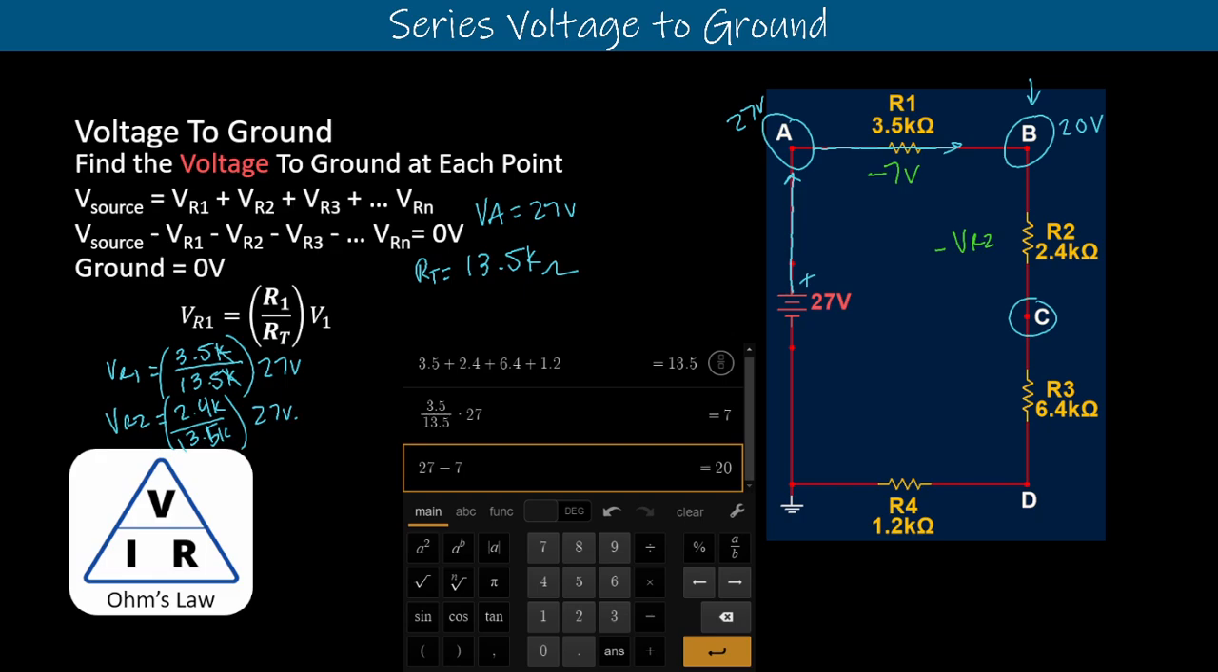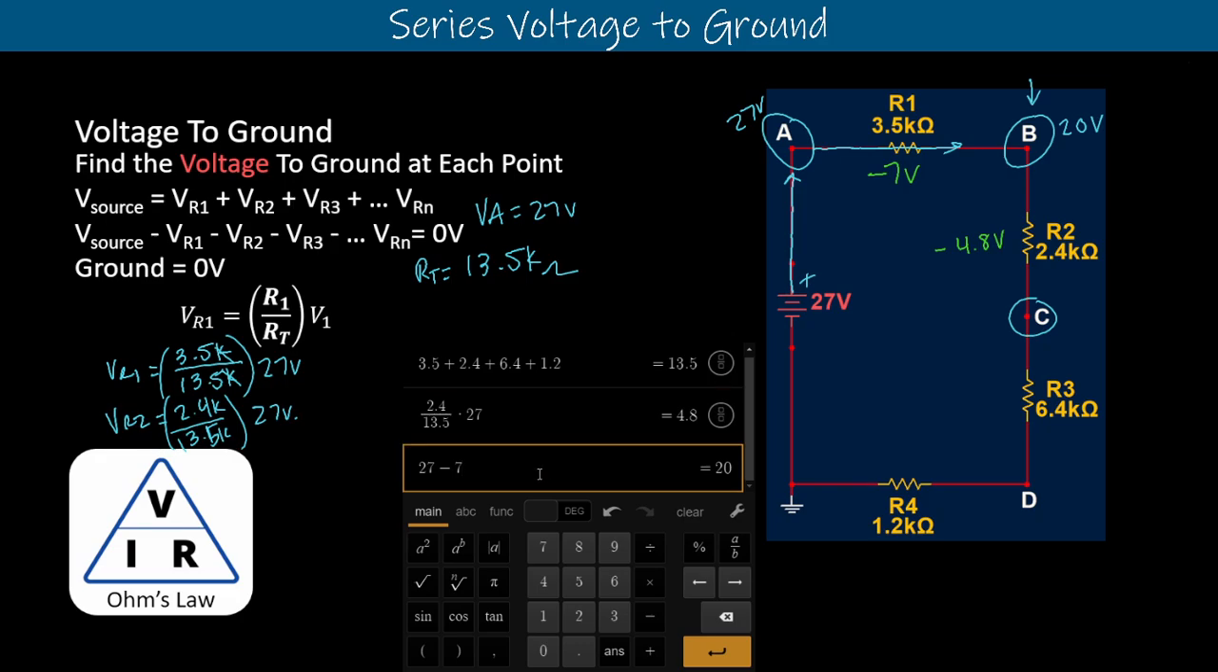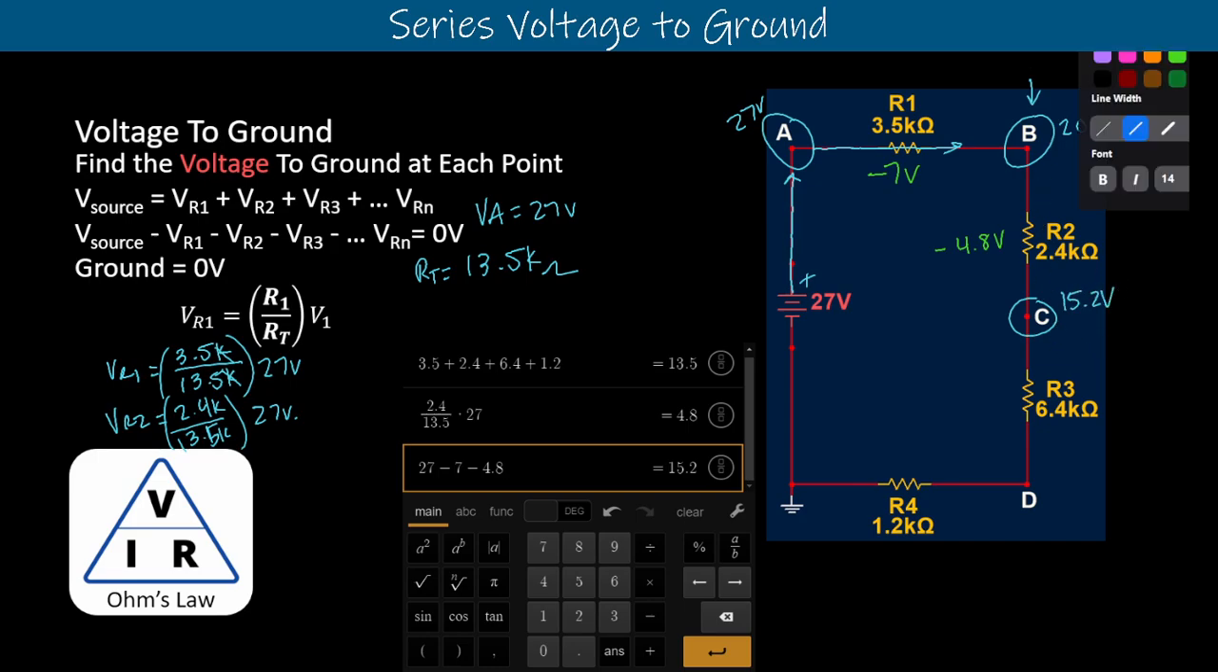So we can reuse the equation we had right here. Instead of 3.5 on top, we want to place 2.4. So now we know 4.8 volts drops across R2. So instead of VR2 here, we'll say that we lost 4.8 volts. Now we know what point C is. Point C is 4.8 volts less, so minus what we have right now. We are at 20 before, so we'll say minus 4.8. We're at 15.2 now, so point C is 15.2 volts.